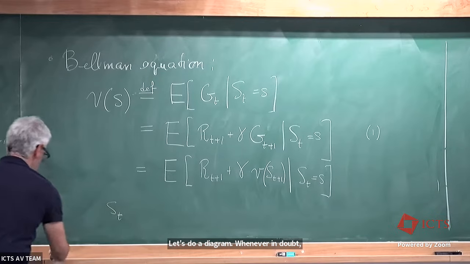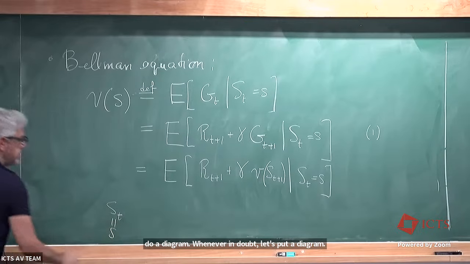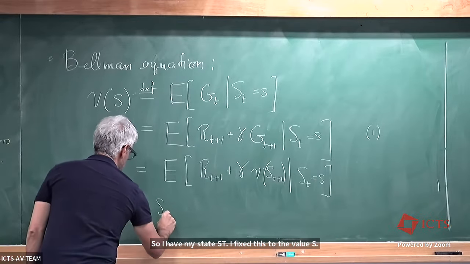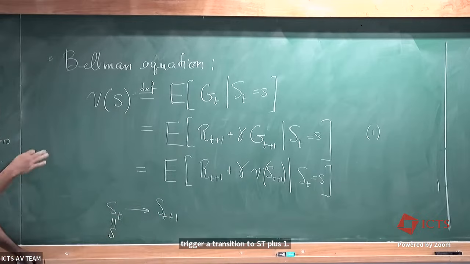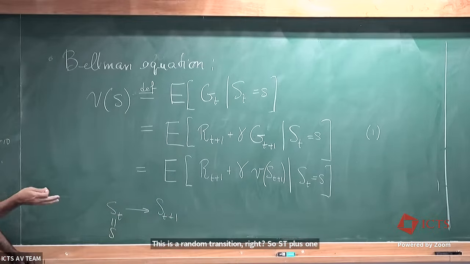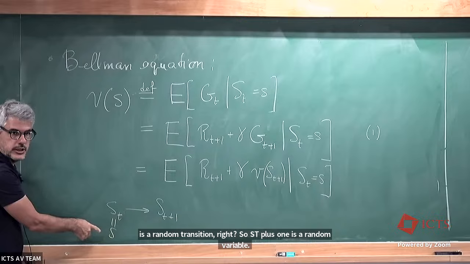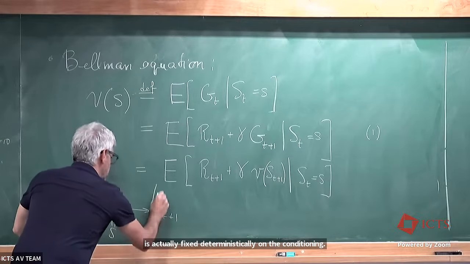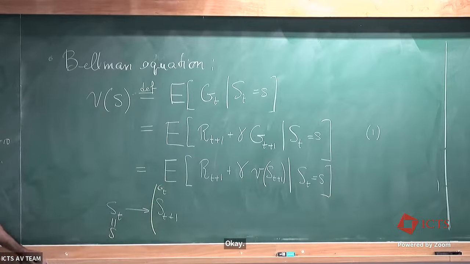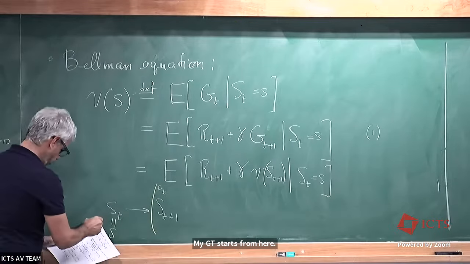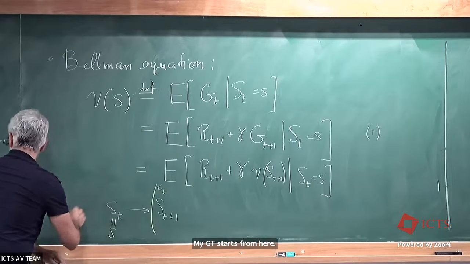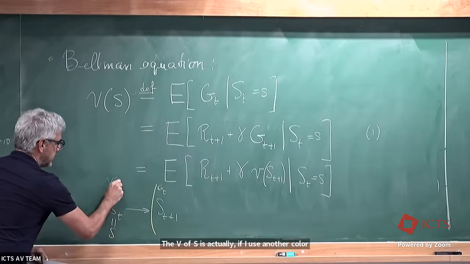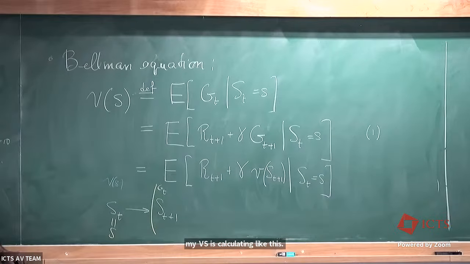So I have my state s_t. I fix this to the value s, right? This is going to trigger a transition to s_t plus 1. This is a random transition, so s_t plus 1 is a random variable. This is actually fixed deterministically on the conditioning. Now, my G_t starts from here. So at this point, the V of s is calculated like this from this return, right?